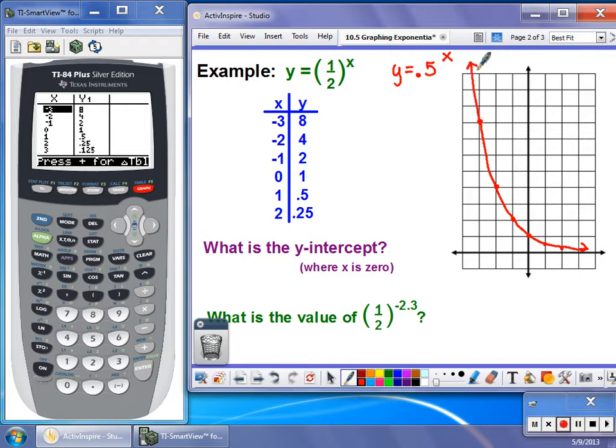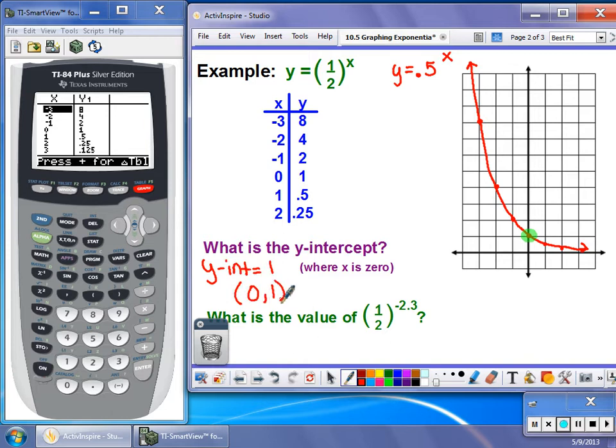Now, some other things you might be asked. Sometimes you'll be asked to identify your y-intercept. Remember, your y-intercept is the place on your graph where your x value is 0, which would be right here. And so you can say your y-intercept equals 1, or you could write it as an ordered pair, 0, 1.